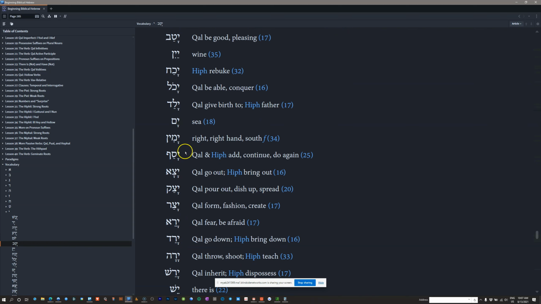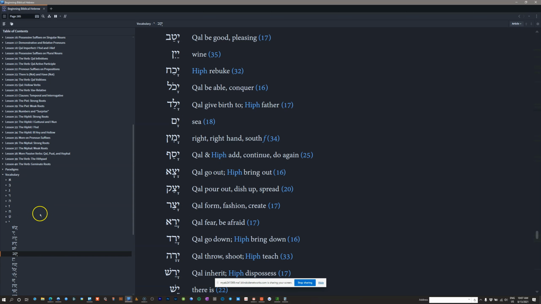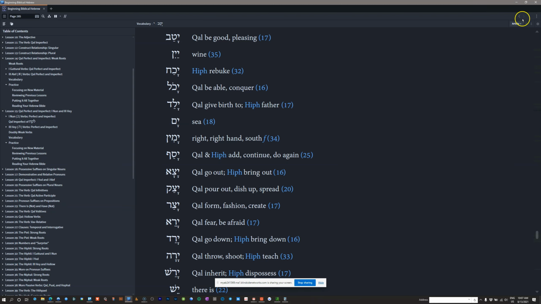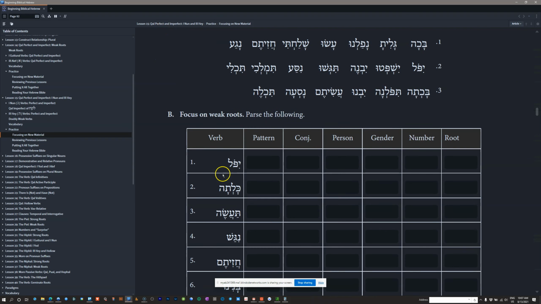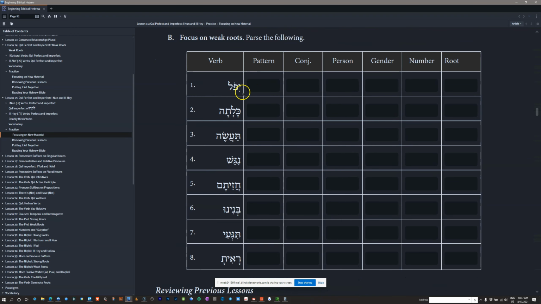There is no Yod, Peh root here. So forget the fact that if I go to my lexicon, I'm not going to find this root. There are other things that I'm looking at here that give me trouble as well.